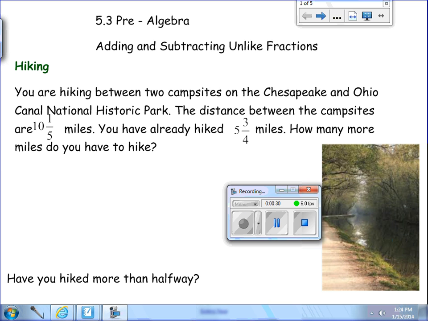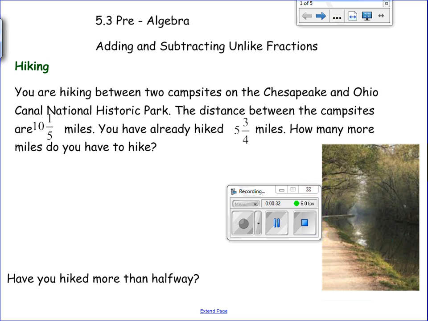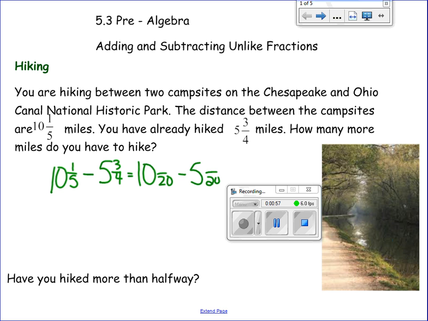So we're going to take our total amount of walking. We're going to subtract what we've already walked to get how much we have left to walk. Before we do that, we need to change the fractions, mixed numbers, excuse me, to having a common denominator. So the least common denominator for 4 and 5 is 20.